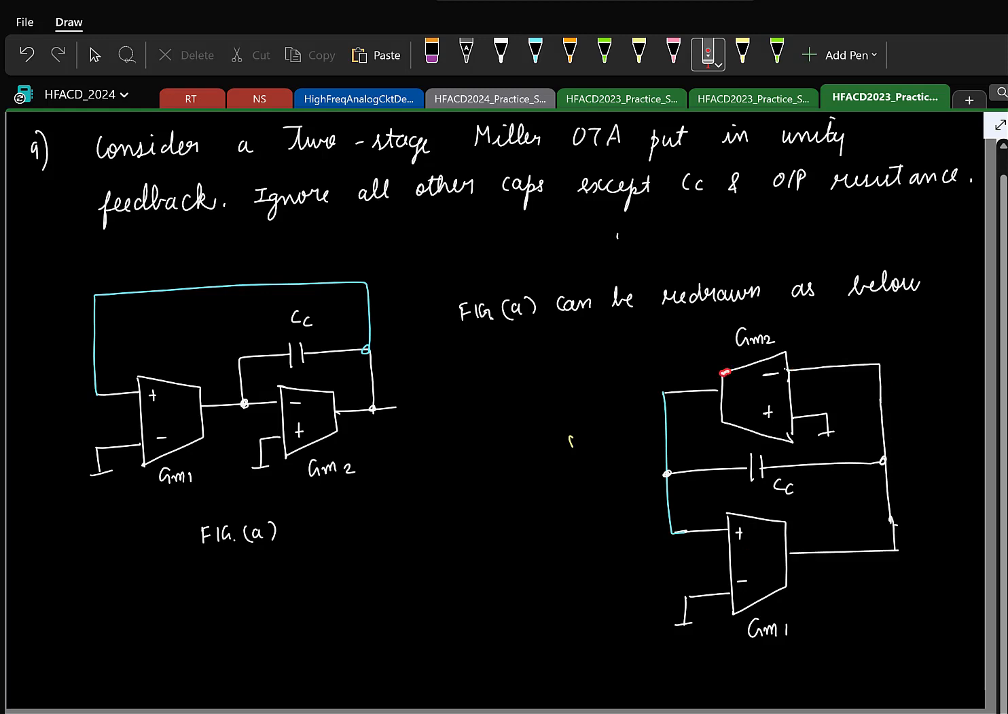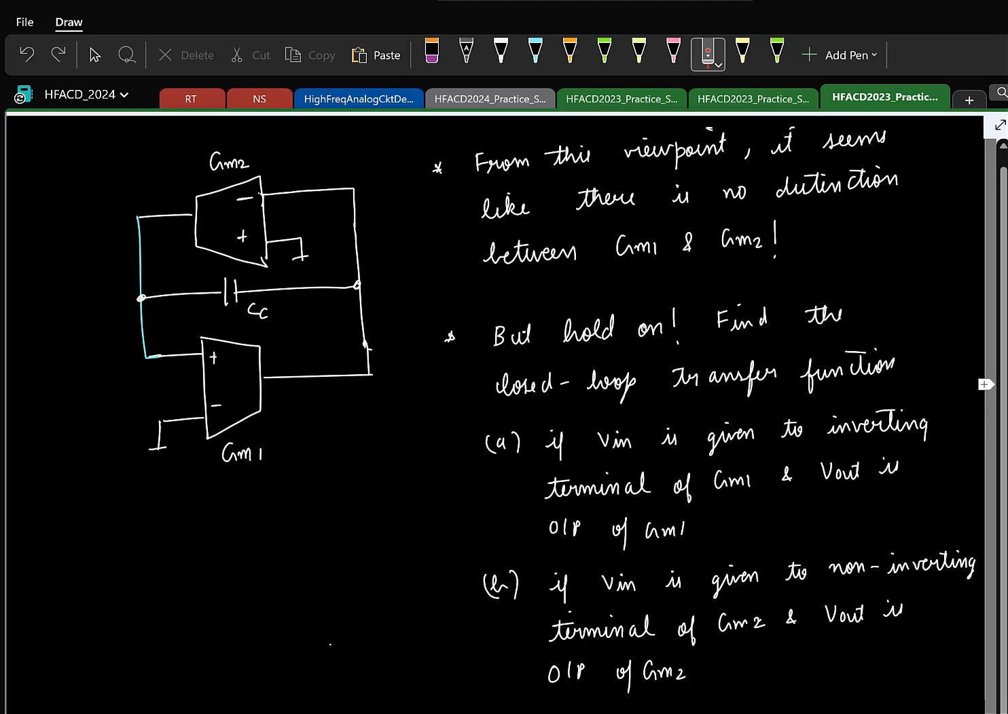I've just taken this and flipped it around. It is a simple redrawing. Nothing changed here, right? You check for GM1 the negative is grounded. So now, with respect to GM2, basically what I'm saying is there is no distinction between what GM1 and GM2 is.